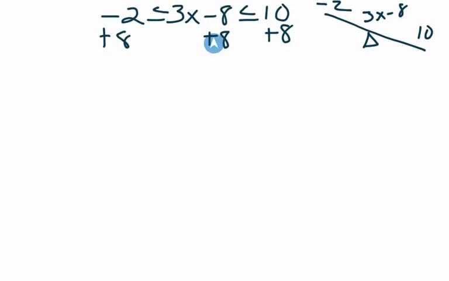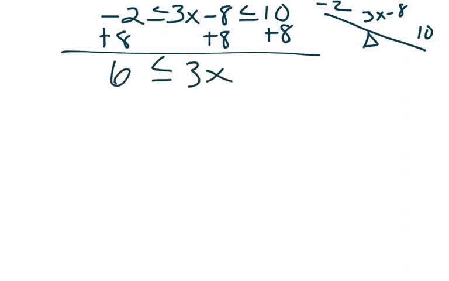So if you're going to undo the -8 in the middle, you have to make sure you add it to the left and to the right so that it stays unbalanced in the same way, and you're not accidentally messing with it or setting yourself up to mess with it in a future step. -2 plus 8 is 6, is less than or equal to 3x. Of course, in the middle, -8 plus 8 is 0, and then I end up with 18.